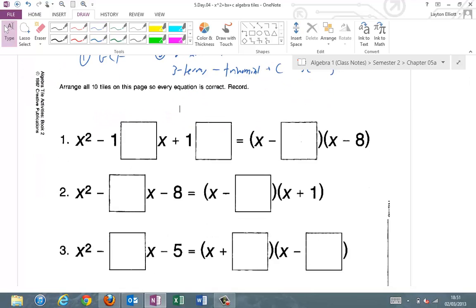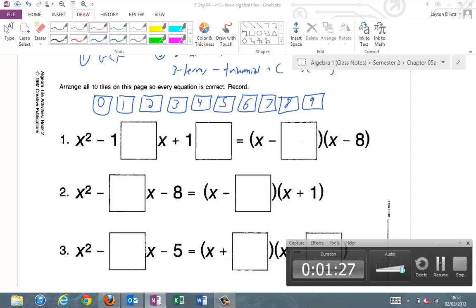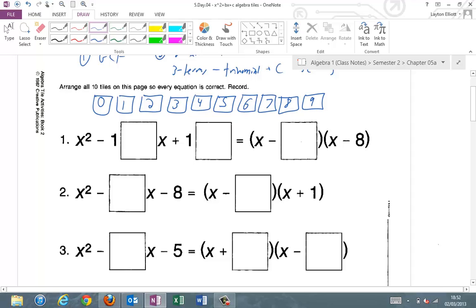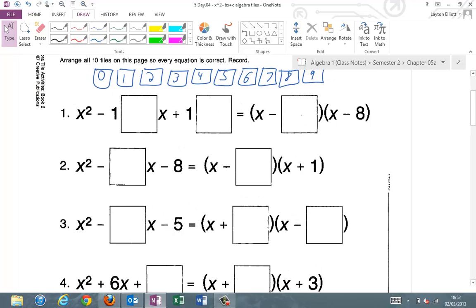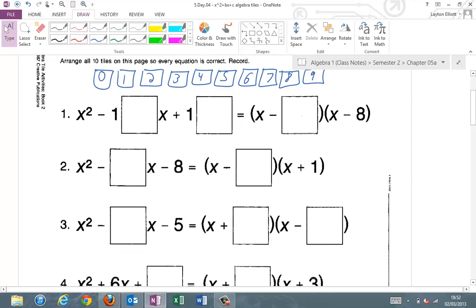So what's going on with the directions of this worksheet is you basically have 10 digits to choose from. I'm going to pause and write them up. These are your 10 digits. And on this page, there are also 10 blanks: 1, 2, 3, 4, 5, 6, 7, 8, 9, 10. So given that, one digit goes in one blank.